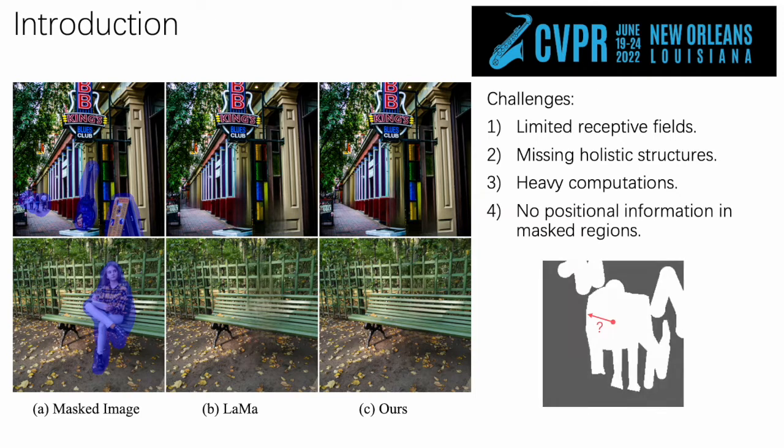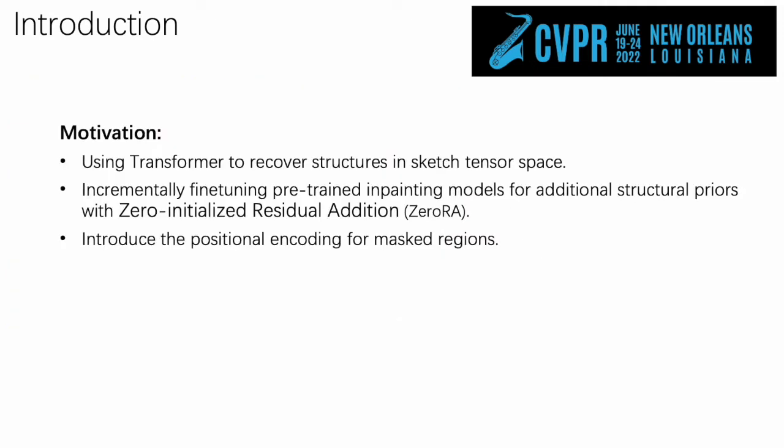Besides, no positional information in masked regions. The inpainting model tends to repeat meaningless artifacts in large irregular masked regions without explicit positional clues. These motivate our work of incrementally inferring the holistic structural information and positional information to boost the performance of the inpainting model.